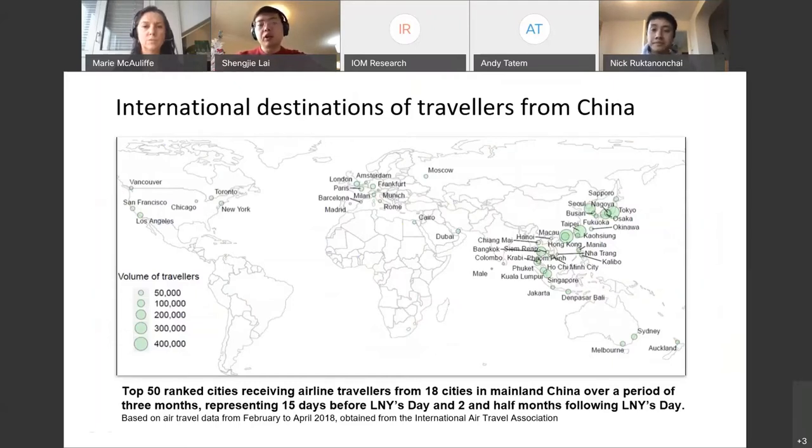And here we also use the air travel data to look at the risk of other countries or cities outside China, and you can see that Southeast Asia, Europe, and America look like they have a higher risk of having this virus imported from China.